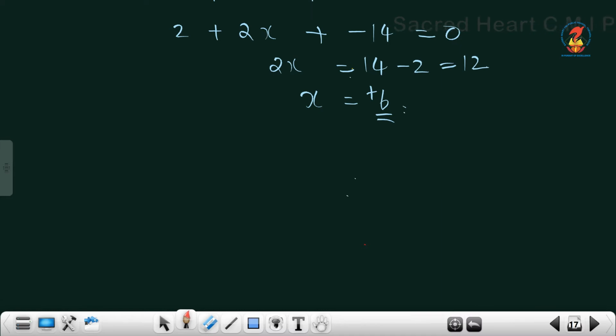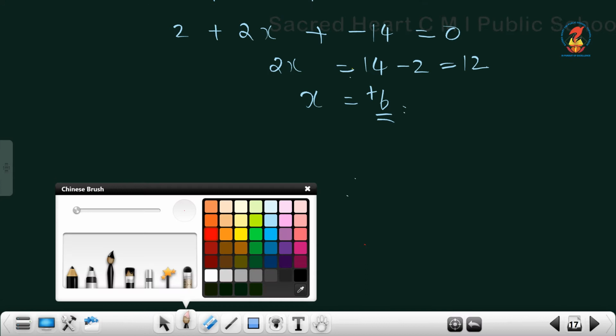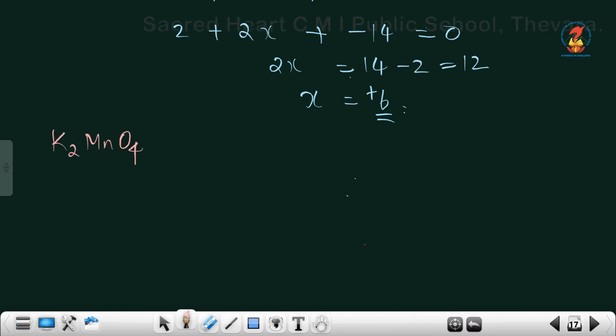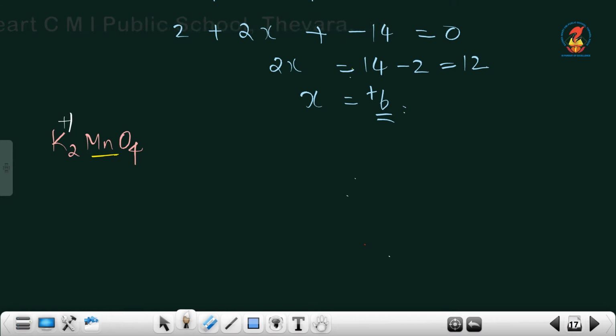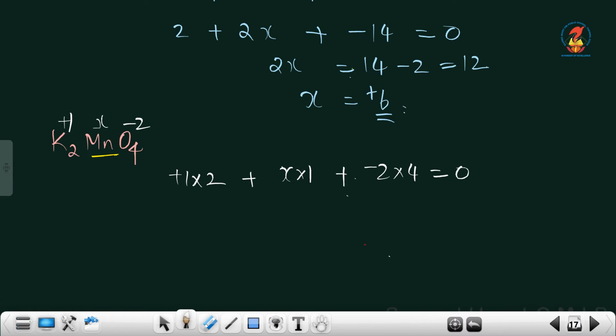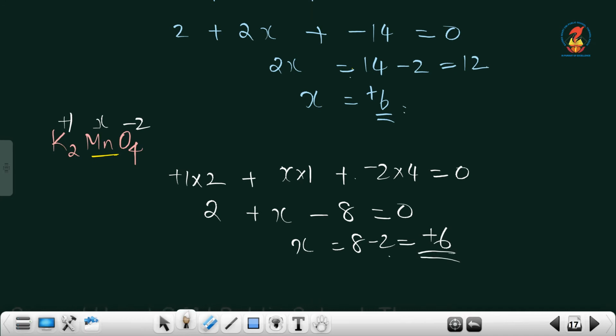Now the next one is K2MnO4 and the underlined element is manganese. How can we find it? We know potassium is a group 1 element, so it is plus 1. Oxygen is always minus 2 except in peroxides. So here we can write plus 1 into 2, because we have 2 potassium, plus manganese we can take as x, we have only 1 manganese, so x into 1 plus minus 2 into 4 equal to 0. So 2 plus x minus 8 equal to 0. So x equal to 8 minus 2, that is plus 6. So in K2MnO4, manganese is in plus 6 oxidation state.